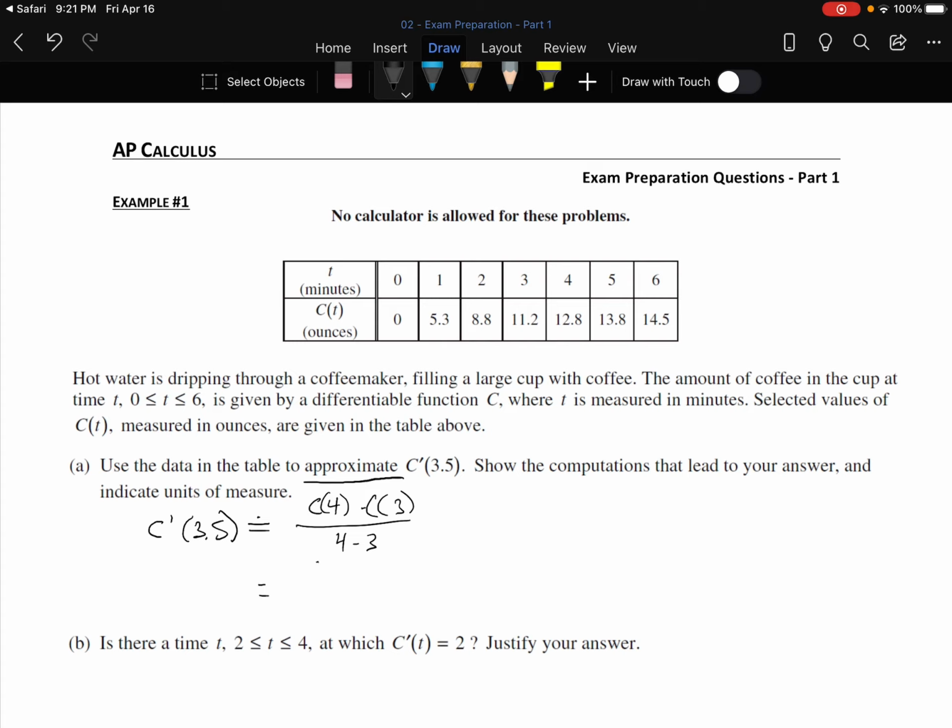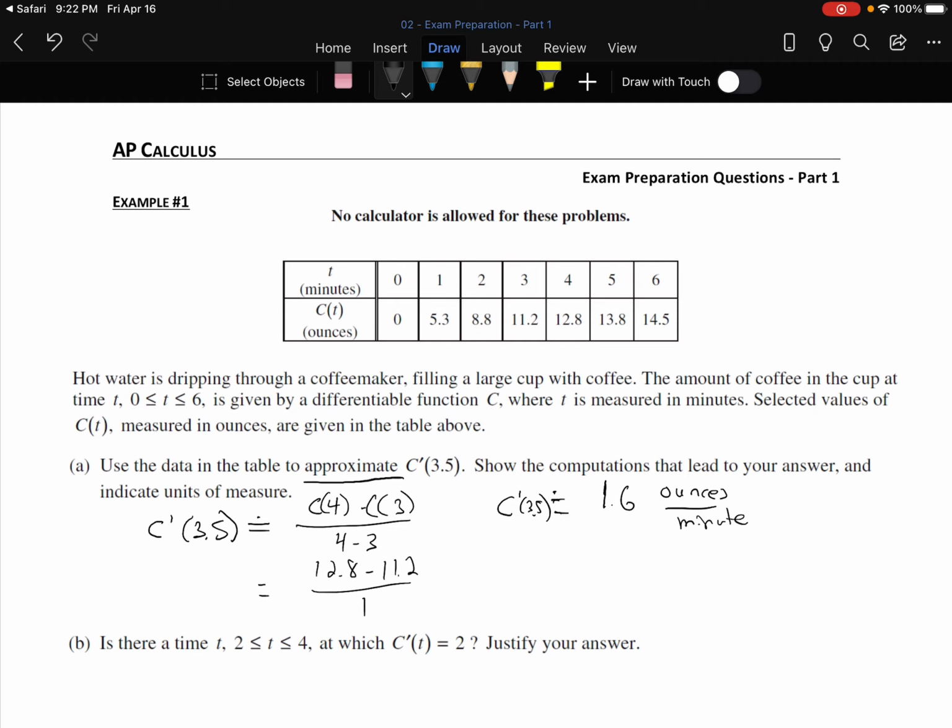So what do I get? I get 12.8 minus 11.2 over 1. And the fact that it's over 1, this is what non-calculator questions are often like, is that the numbers are very controlled here. So what I get here is 1.6, and it says include the units. So this is going to be 1.6 ounces per minute. And let me just check, did I show all my steps? Yes, I did. So I'm going to write C prime at 3.5, and then I'm going to put equals approximately there again at the end.